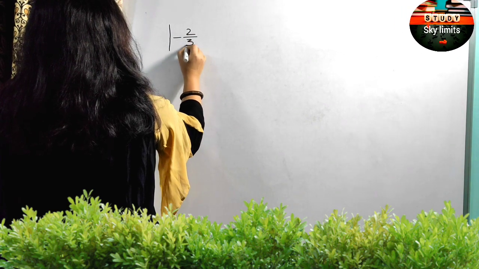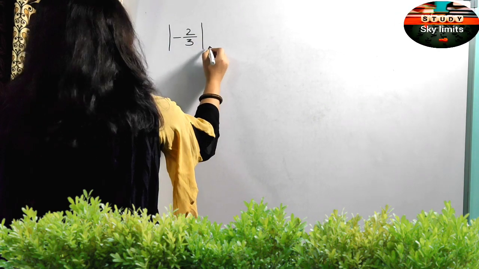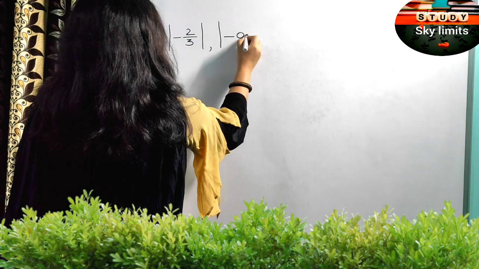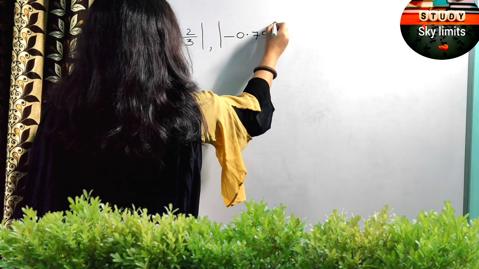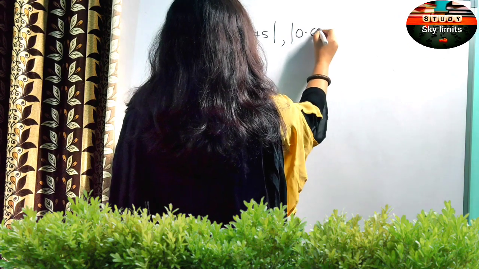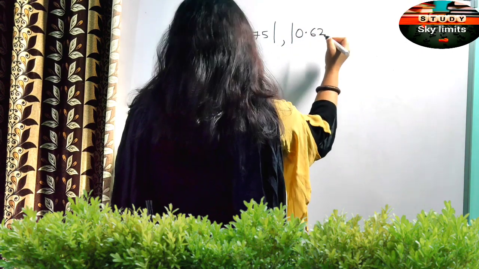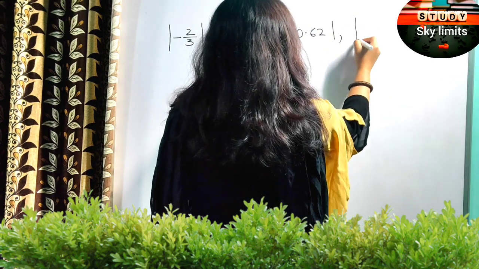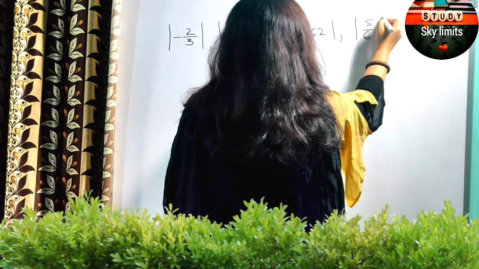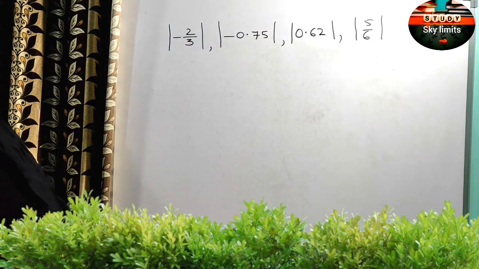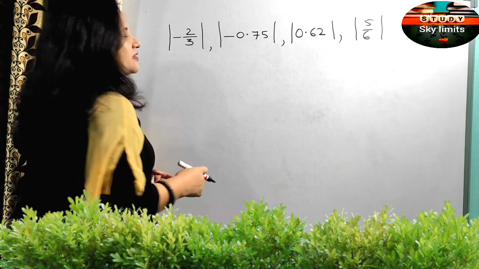Absolute value of minus 2 by 3, absolute value of minus 0.75, absolute value of 0.62, and absolute value of 5 by 6. Okay, so this is the question. You have to arrange the numbers from least to greatest, that means in ascending order.